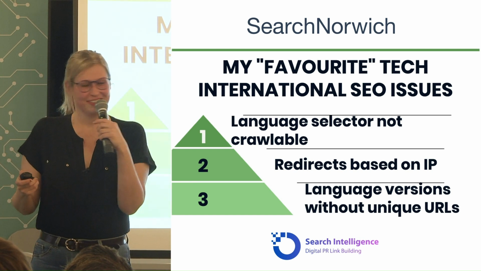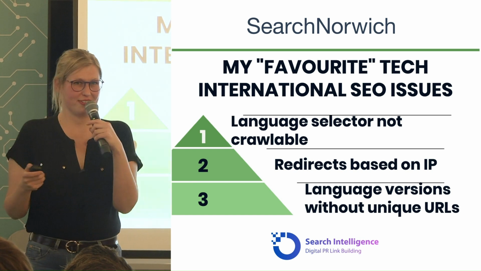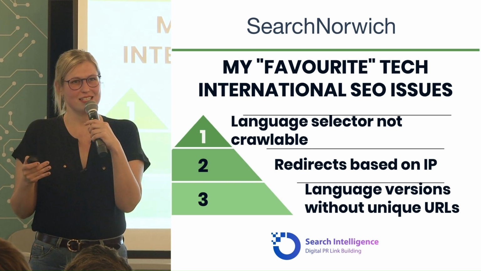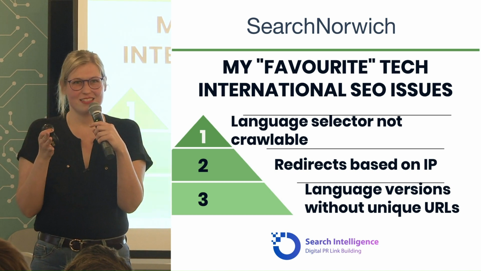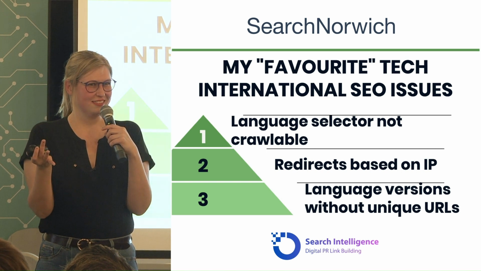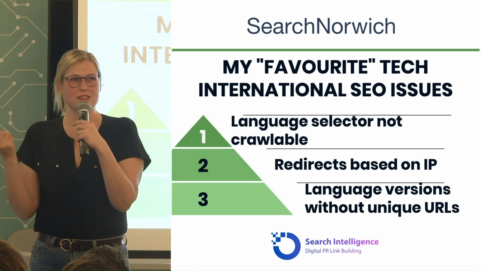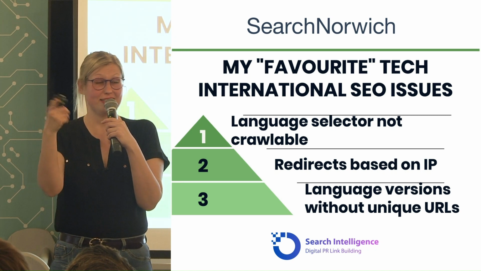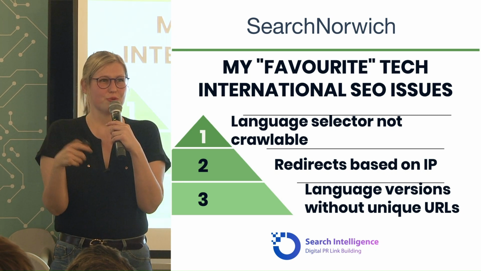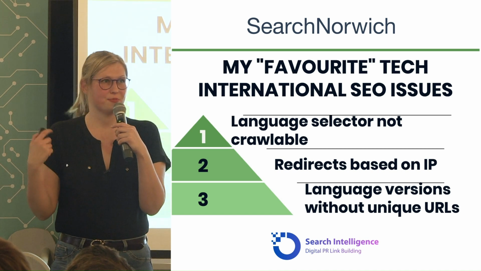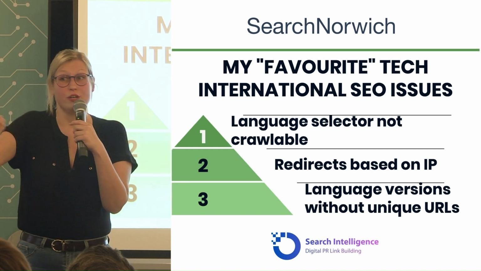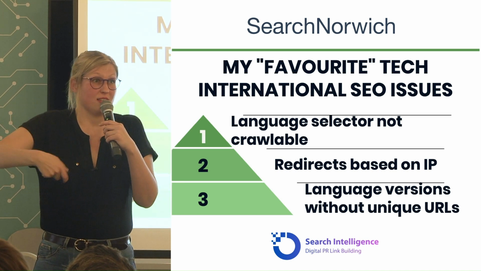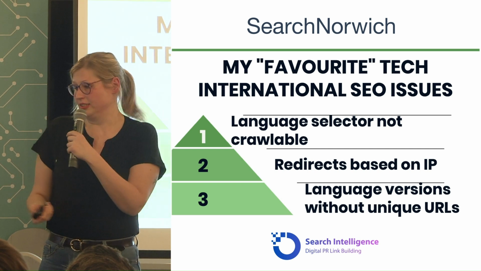Number 3, language versions without a unique URL. That happens not very often, but when it does, it kind of blows your mind that it happened again. There is a group of websites in the world that localize their website, but make the URLs dynamically change the language. So Google has no idea that there is a different language version than the one they crawled from the IP they crawled, which typically is English, which is the base language.